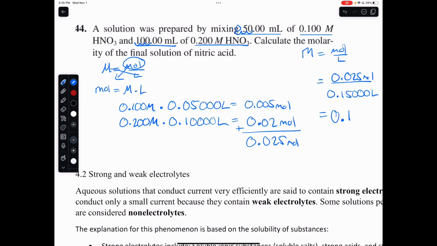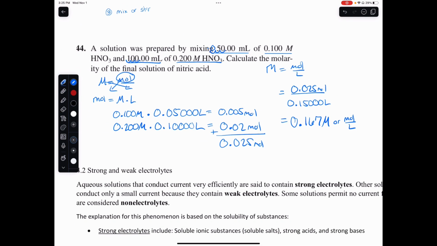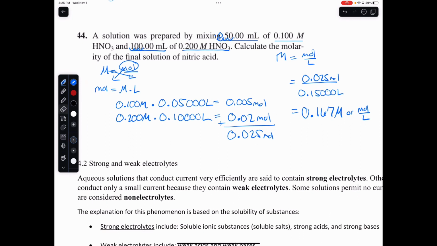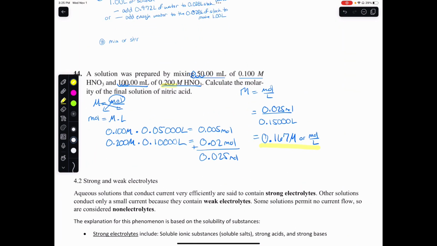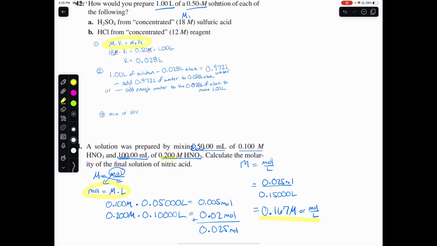0.1 molar. Remember, we can use uppercase M or we can use moles per liter for our units. I have 3 significant figures because every number, the smallest number rather that I used in my calculations, has 3 significant figures, and this is the answer. So each time we're either using the equation molarity is moles per liter, or we may, if it's a dilution problem, if it's specifically asking us about watering something down, we may be using the M1V1 equals M2V2 equation.